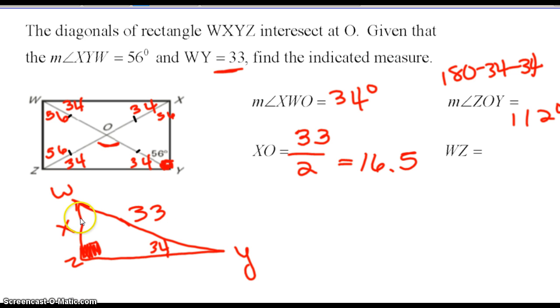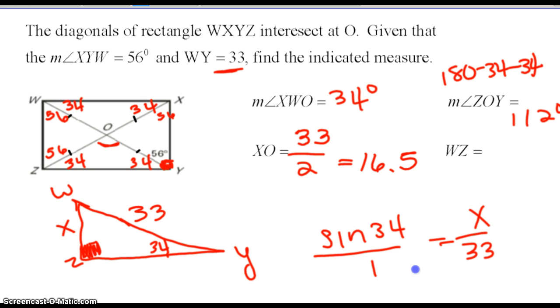If you're thinking about it, it's opposite and the hypotenuse, so I'm going to say the sine of 34 over 1 is equal to x over 33. I'm going to cross multiply. X is sine 34 times 33, so that's 18.5. So I know this is not an easy problem at all. Thing is, you got to get comfortable with rectangles.